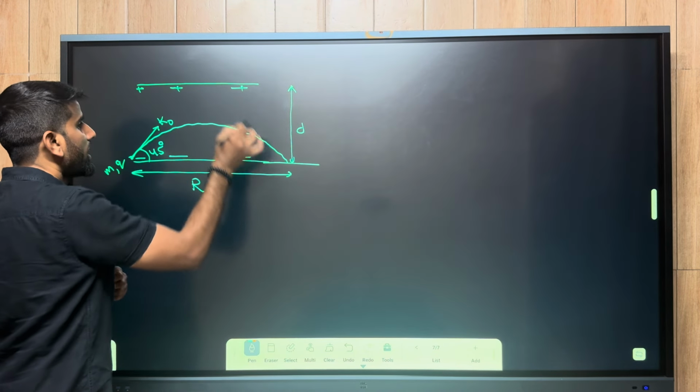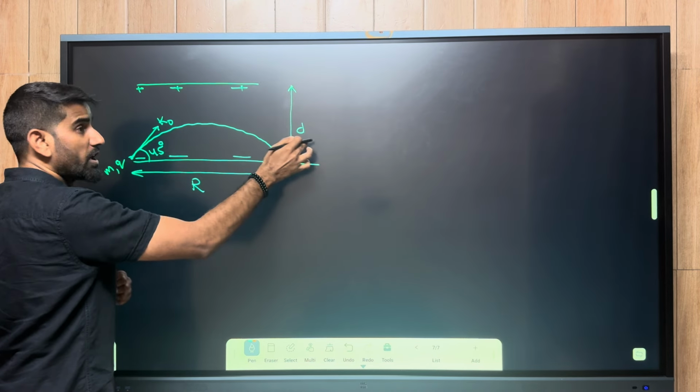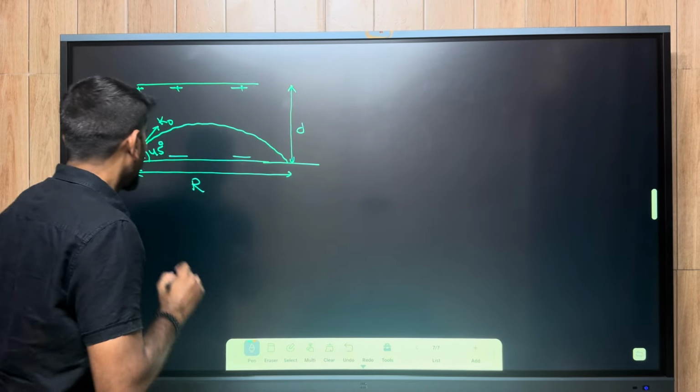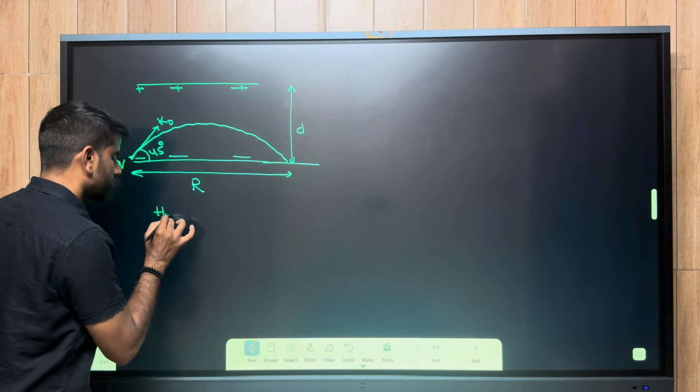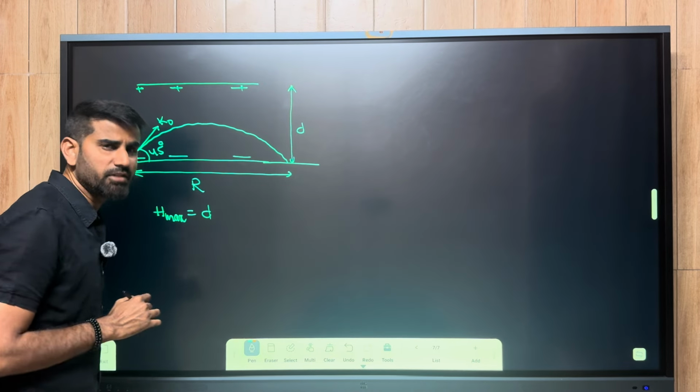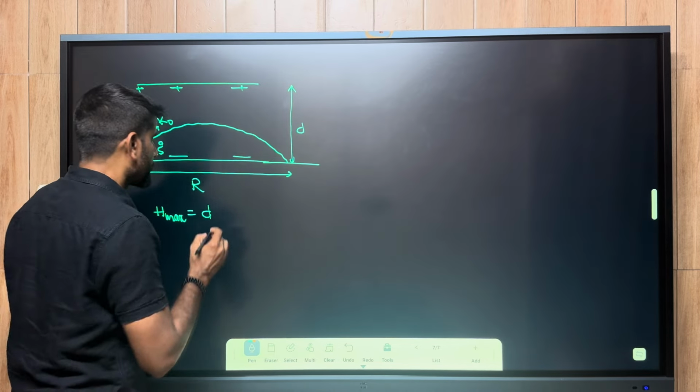Do you agree with me? So maximum possible height should be not more than D. That means maximum possible height should be D. So I'm taking H max first. H max is equal to, it must be D maximum.